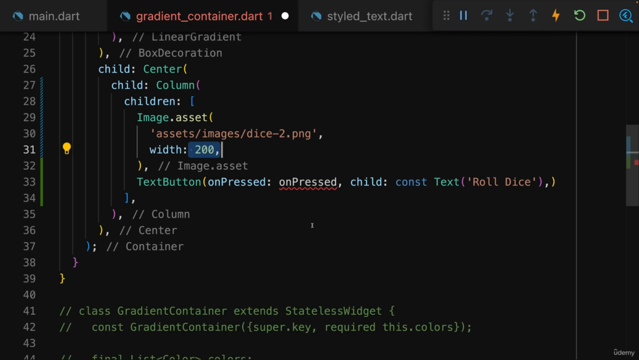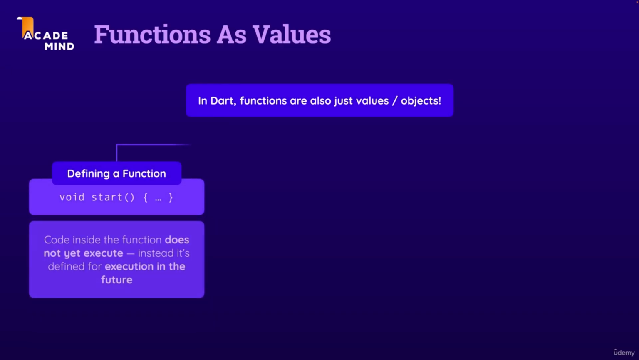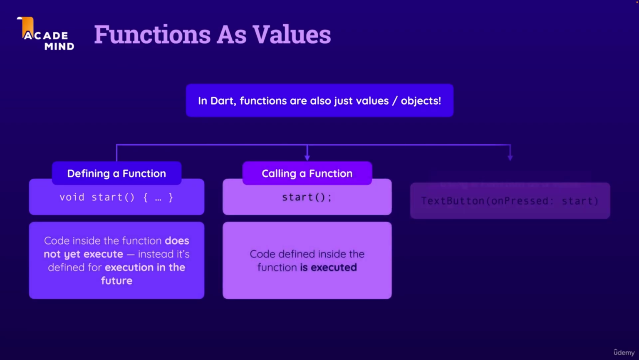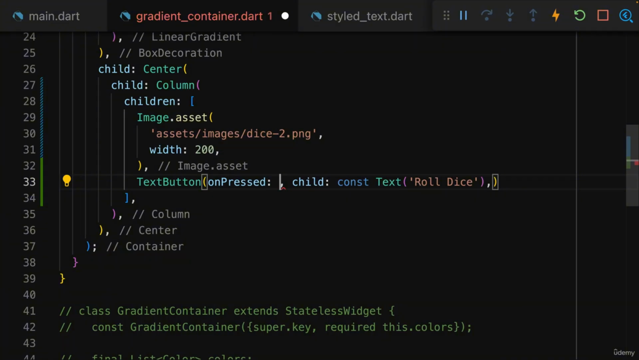But you can do that in Dart. Functions in Dart are also just objects. So if you define a function, you can pass a function as a value to arguments that want a function. And here for onPressed you have two main options. Option 1 is that you define the function just in place.